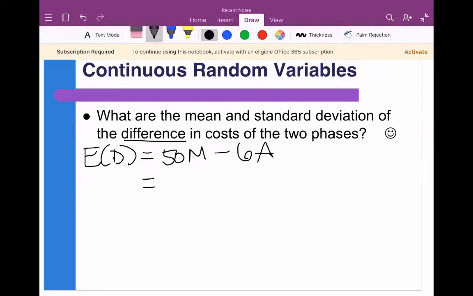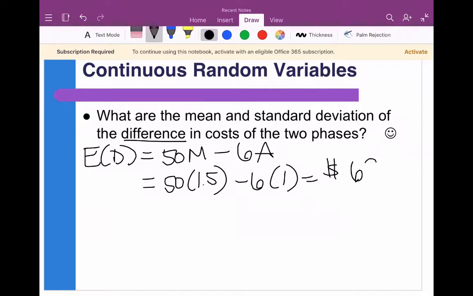Again, we're dealing with the costs, so again we're dealing with the hours instead of the minutes. So we would have 50 times 1.5 minus 6 times 1, which gives us an expected difference of $69. So we would expect that we're going to spend $69 more on the mechanical than we would on the appearance. In order to find the standard deviation, again we have to go through the variance first.